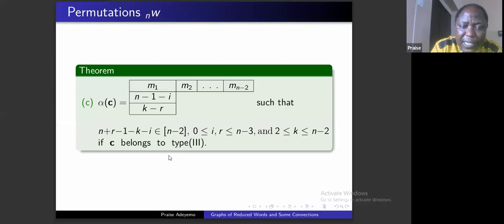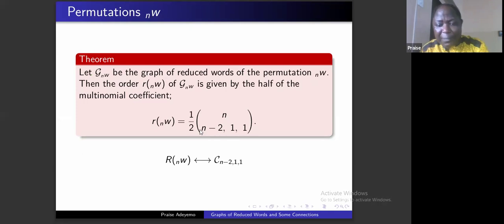Now the ones in type 3, this is going to be the nature, the configuration of the recording tableau, such that we have this condition that we have there. From here, I have the formula. For the graph of reduced words of the permutation that we have here, the order, which has to do with the number of vertices of the graph, is given by the multinomial coefficient. It's just half of the multinomial coefficient.